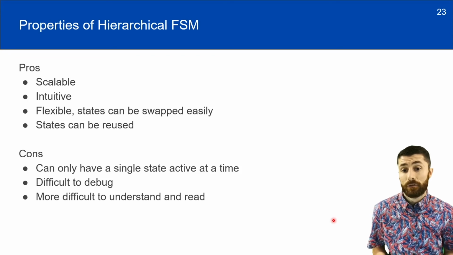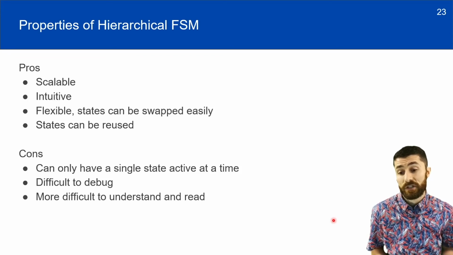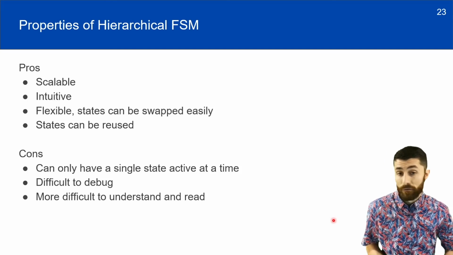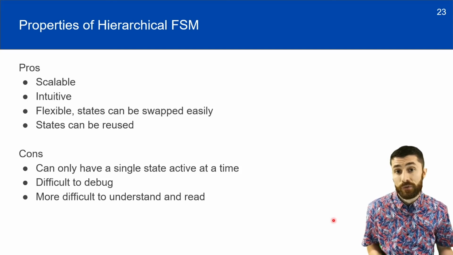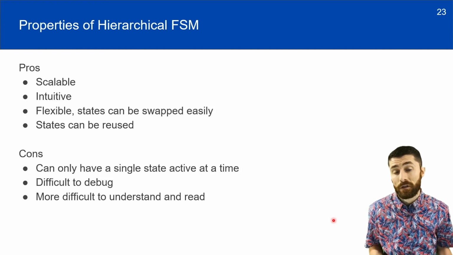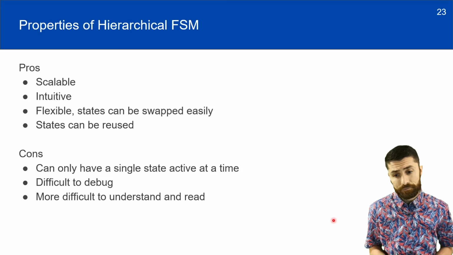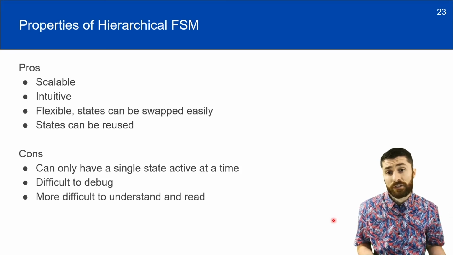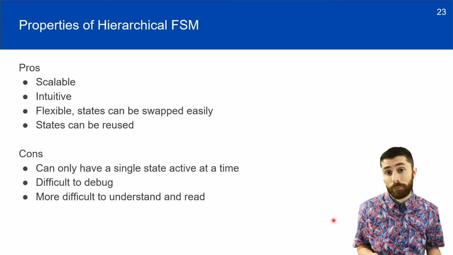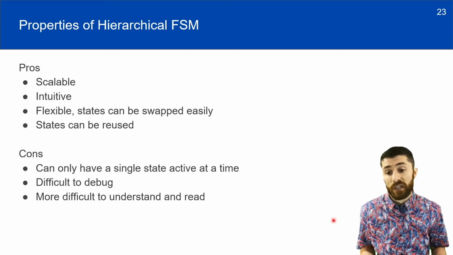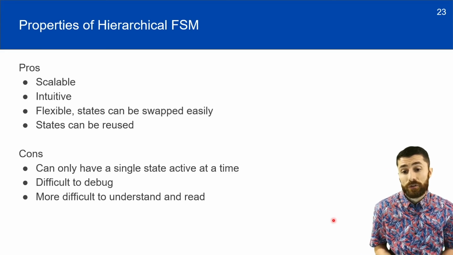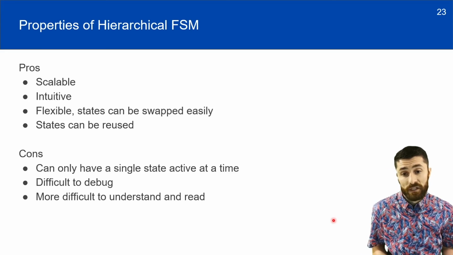Some properties of hierarchical finite state machines are that they're scalable, they're intuitive to use, they're flexible, you can swap the states, reuse them, and in actual fact you usually use inheritance with hierarchical finite state machines as well. The other thing is that most of the time with hierarchical finite state machines, you combine them with object-oriented ones too, so you get the benefits of both. The states can be reused. It deals with the alarm mechanism very easily.